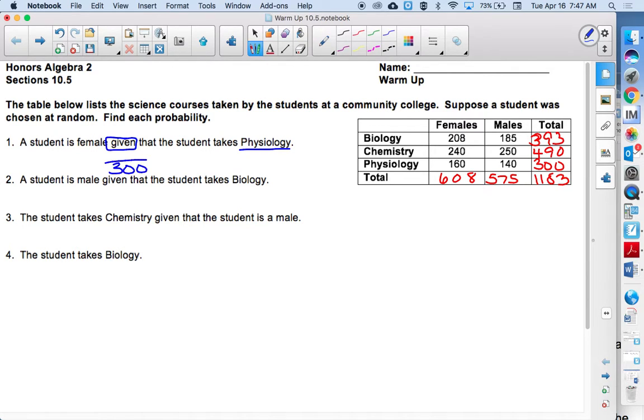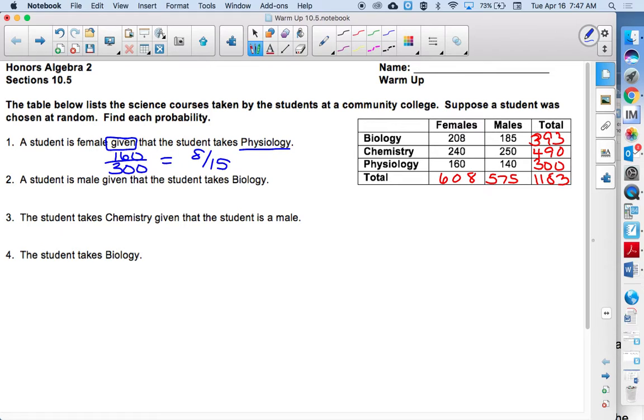And then Maggie, what number did you place on the top? The number of females. Yeah, the number of females that are in the physiology class, so that's 160 out of 300. What would that reduce to, Maggie? 8 over 15, nice job. So the word given kind of gives us the total information that we're taking the group out of. And then the top number is that number that applies to physiology.